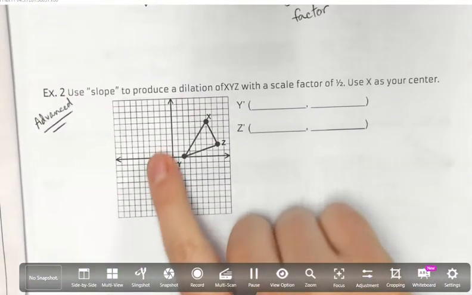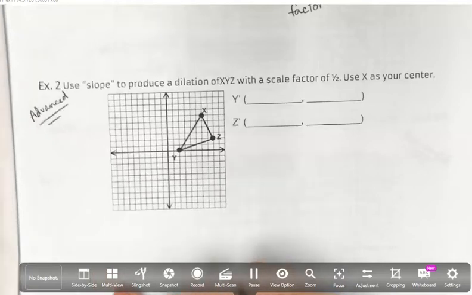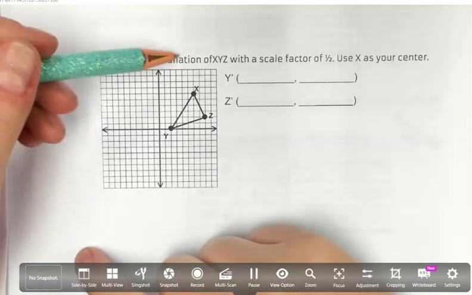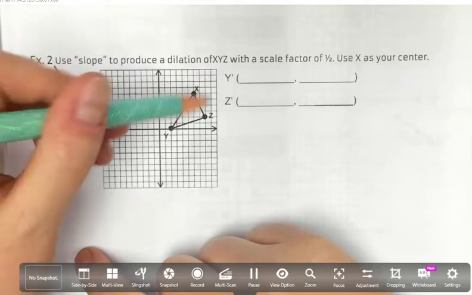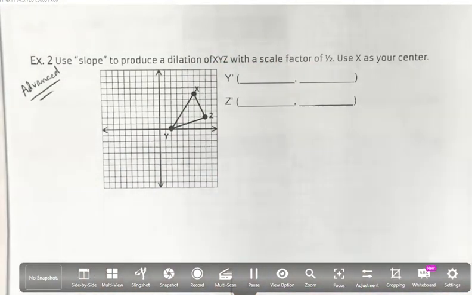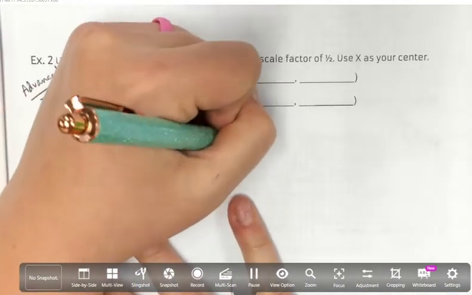Right, so here we go. We've got this next example that's advanced only. And we want to produce a dilation of XYZ. So this shape is shape XYZ. The scale factor is 1/2. But now we're using X as our center. So we begin with X as the center.